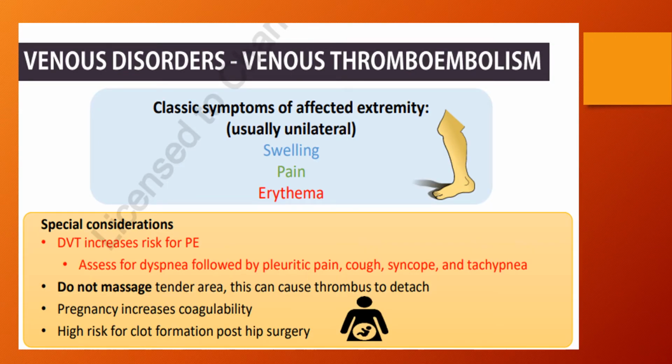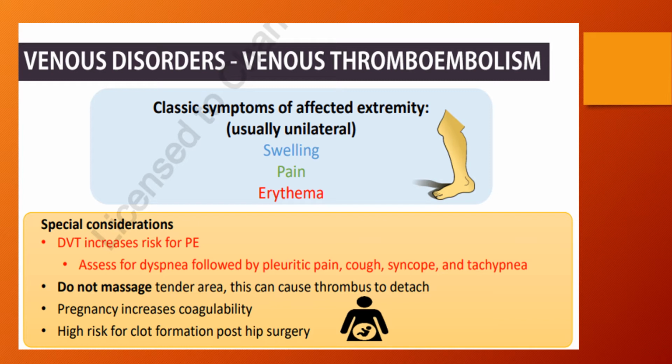So venous thrombosis usually occurs with a unilateral lower extremity. You'll have pain, swelling, and erythema or redness will be seen. So I just want you to know that if you have a clot, a DVT, it increases the risk of a PE because the clot can break off and travel to the lung. So you always want to assess your patient's cardiopulmonary status. So make sure you look for signs of dyspnea, pleuritic pain, so any kind of chest pain, cough, syncope, or tachypnea. So these are all signs of a pulmonary embolism or a PE, and that may be due to a clot that traveled from the lower extremities to the lungs.